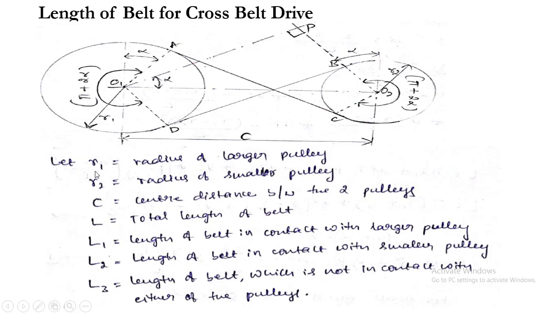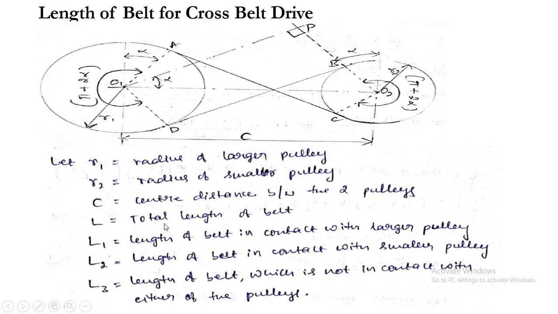First, let R1 be the radius of the larger pulley. Yes, this is R1, that is the radius of the larger pulley, and R2 is the radius of the smaller pulley. We have R2 here, that is the radius of the smaller pulley. C is the center distance between the two pulleys. This is the center distance between the two pulleys, and that is C.